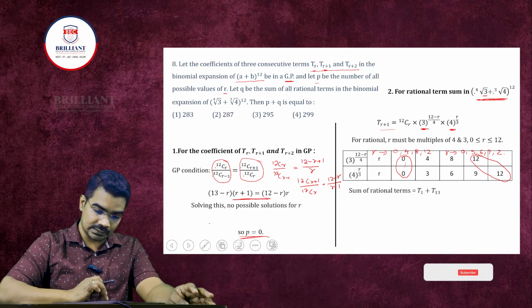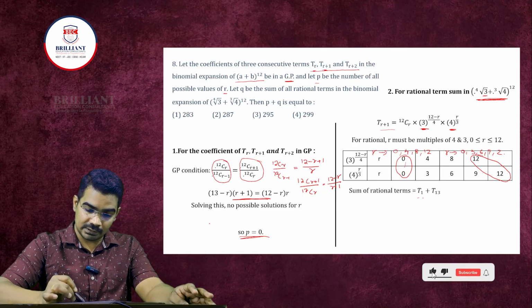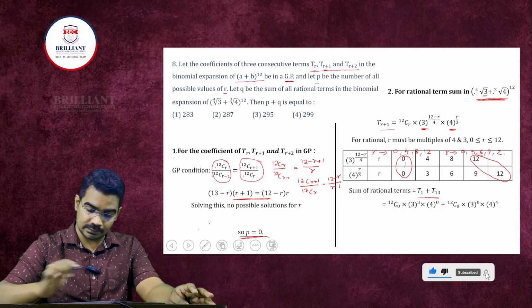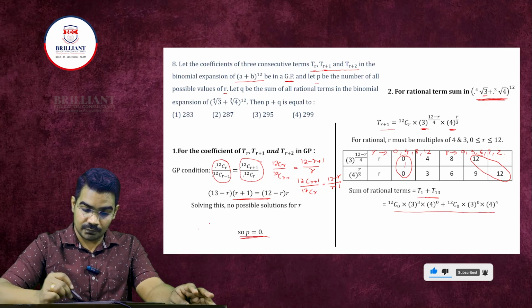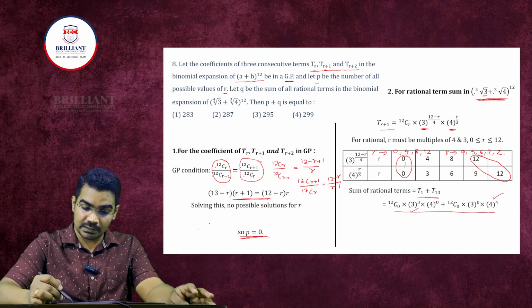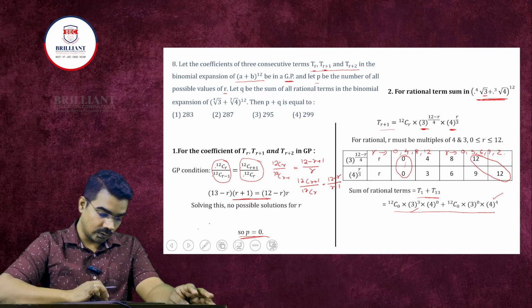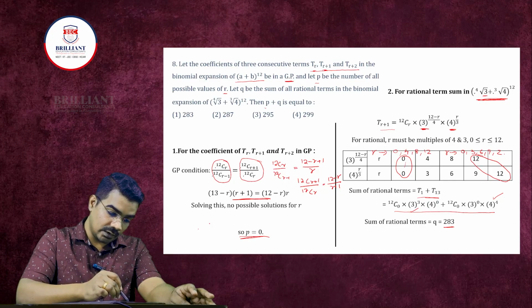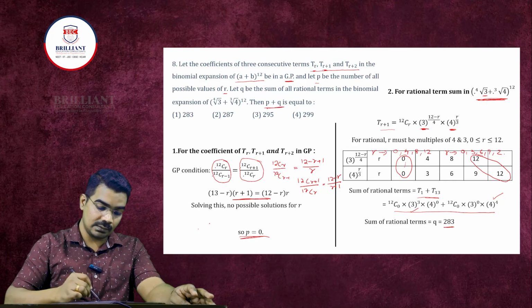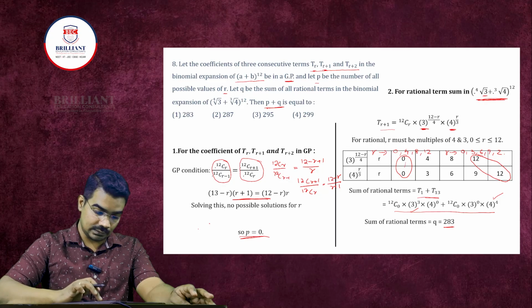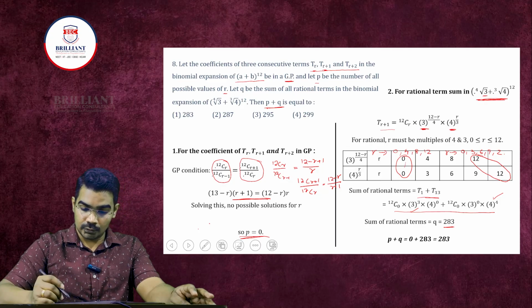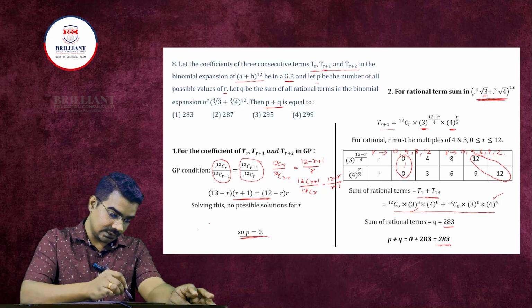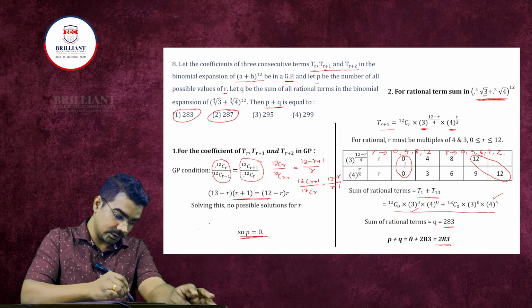So substituting these r values back, we have the sum of the first and the 13th term. So this will be our first term and this will be our 13th term. So we get q is equal to the sum, that is 283. So what we need to find out is p plus q. P is 0 and q is 283. So p plus q will be 283. So our answer is option number 1, 283, not option number 2.